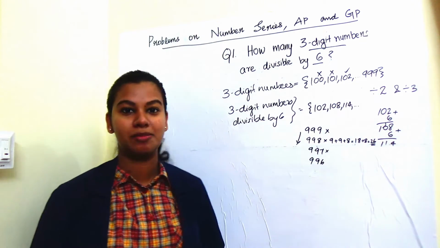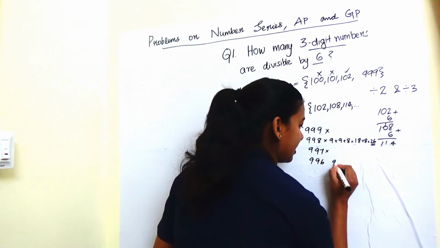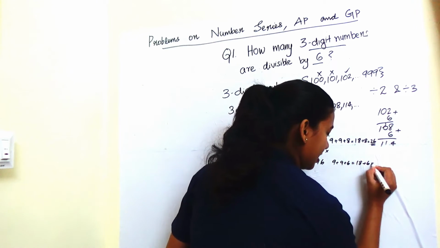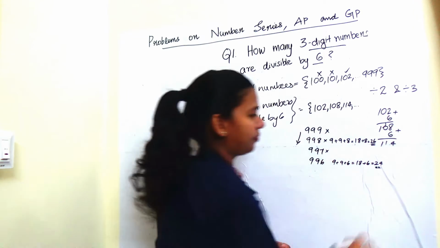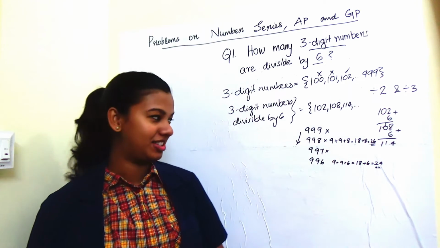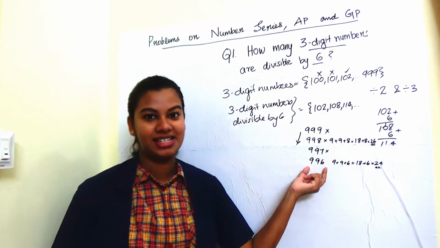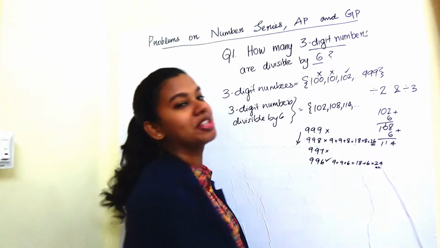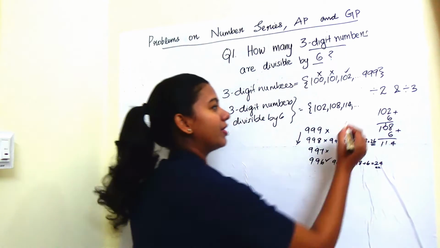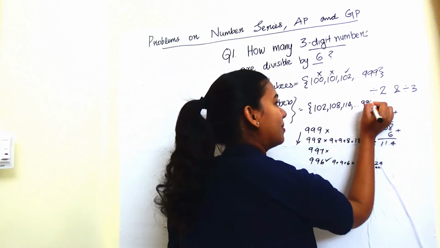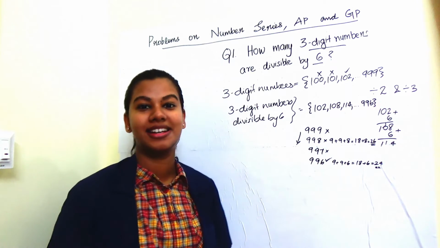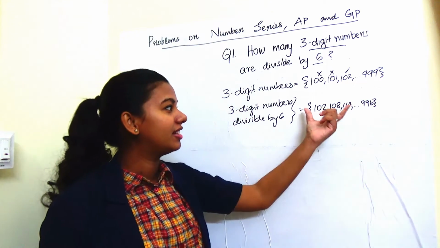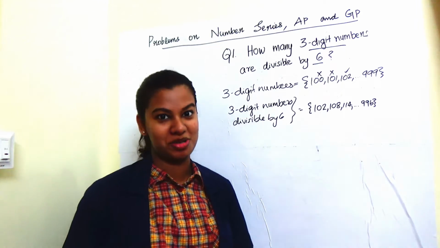Now let's check the divisibility by 3. That is 9 plus 9 plus 6, which is 18 plus 6 equals 24. 24 is divisible by 3. Therefore, 996 is divisible by 2 and 3. So, it is divisible by 6. So here I can write the last number as 996.